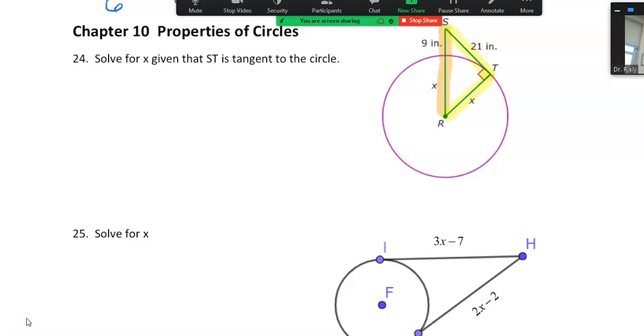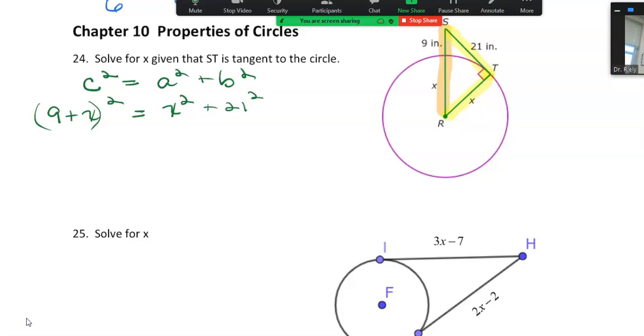So Pythagorean theorem tells us that hypotenuse squared equals leg squared plus leg squared. The hypotenuse is going to be 9 plus x. I'm going to square that. That's going to equal x squared, which is a leg, plus the other leg, which is 21 inches. I'm going to square that as well. Okay, so this is a FOIL. I'm going to write this twice so I can easily see what I'm foiling, and I'm not tempted to just distribute that squared because that would be incorrect.